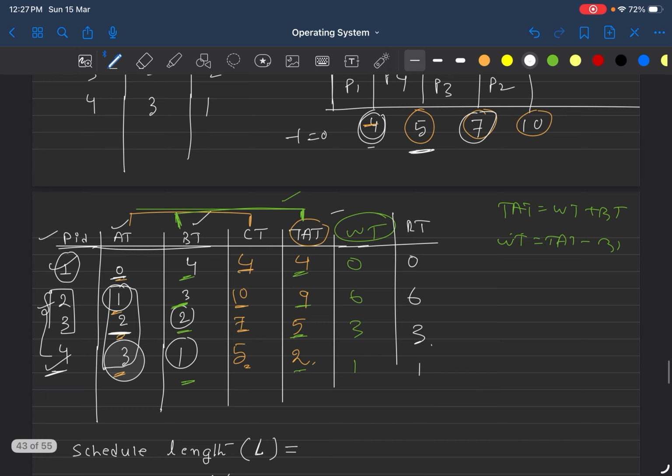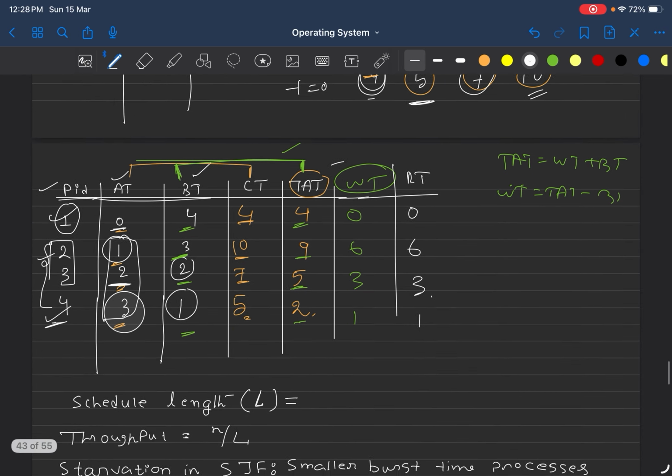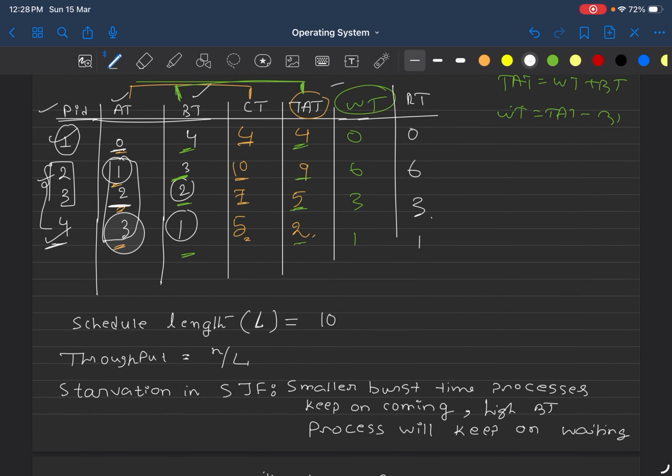So what is the maximum of completion time across all the processes? That is 10. And what is the minimum arrival time? That is 0. So the schedule length is 10. Alright. So what is the throughput? Throughput is the number of processes which are already executed, that is 4. And what is the length of the schedule? That is 10. So that is 2 by 5, that is 0.4. This is the throughput. Alright.